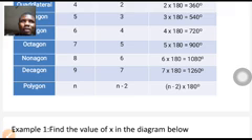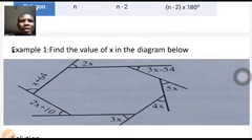For example, if a polygon has 15 sides and you have to find the sum of angles in that polygon, you just say 15 minus 2 times 180. So 15 minus 2 gives you 13. 13 times 180. So you have the sum of angles in that polygon. Now look at example 1.